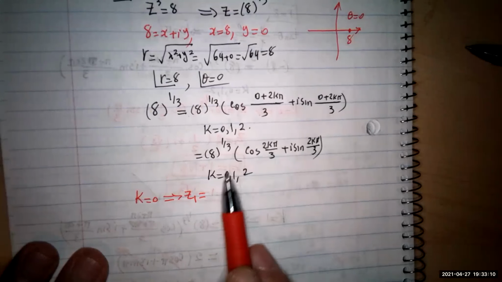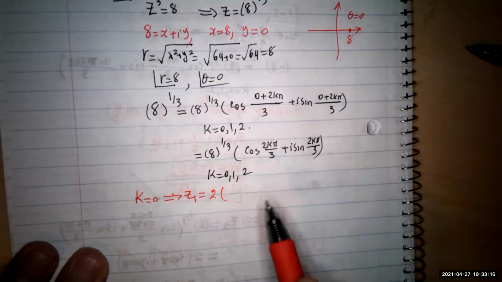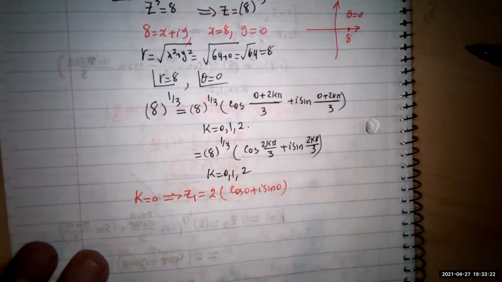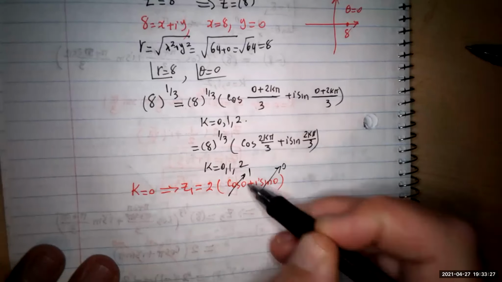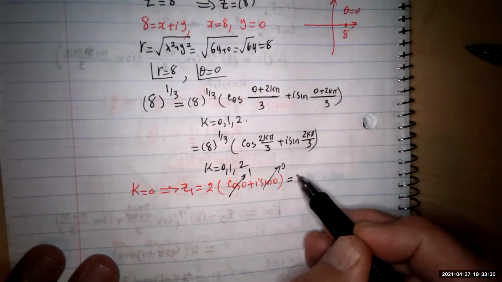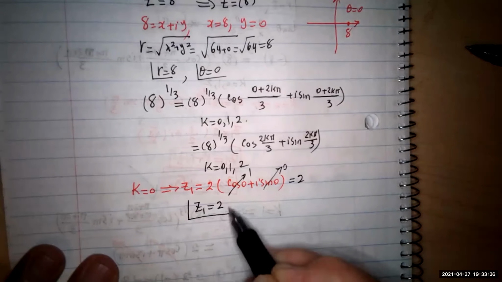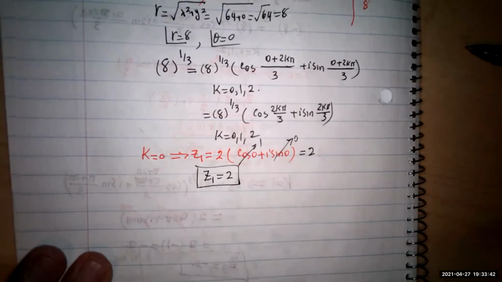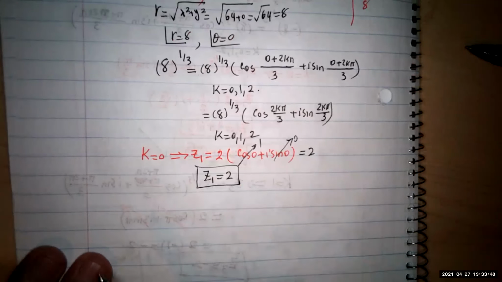With k equal to 0, 8 to the 1/3 would be 2, times cosine of 0 plus i sine of 0. We know that the sine of 0 is 0, and the cosine of 0 is 1. So that gives us the solution that we knew. One of the solutions must be equal to 2, so we need 2 more. Any question? This is a real solution. If it was a complex solution, you would have a second one automatically. It's a real one, so you have to find the second one.